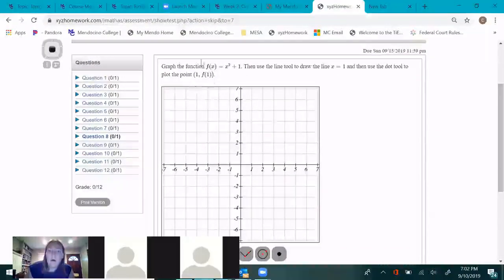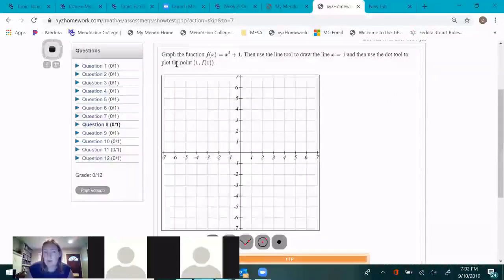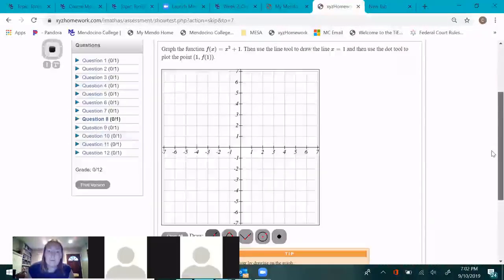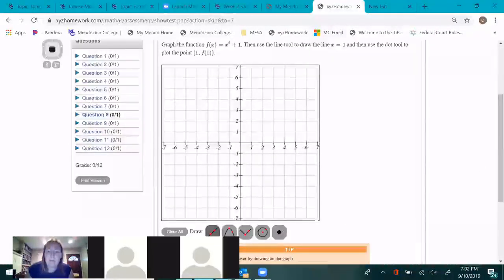Graph this function, then use the line tool, and then use the dot tool. So what a lot of my students had trouble with on this question was not using the dot tool, and so they missed that part. Yeah, that's probably what I'm having, because what's the dot tool? This one. Oh. That makes sense.